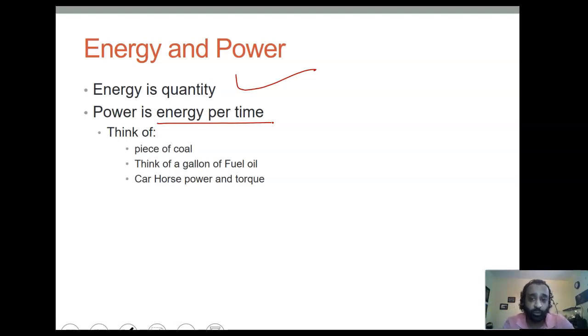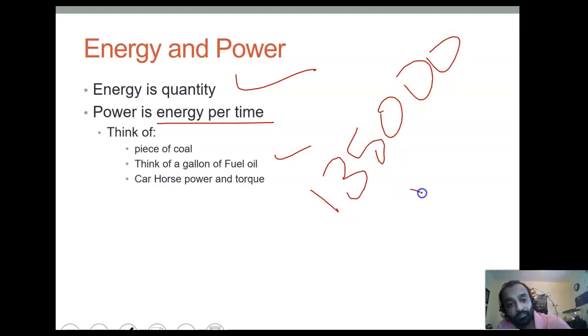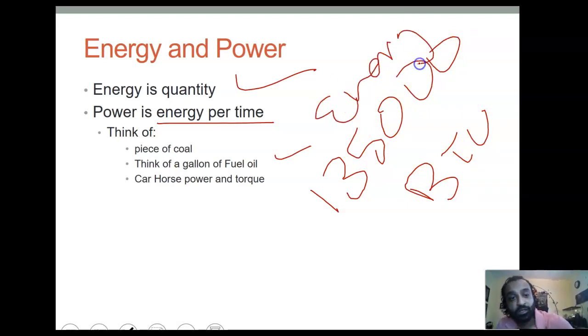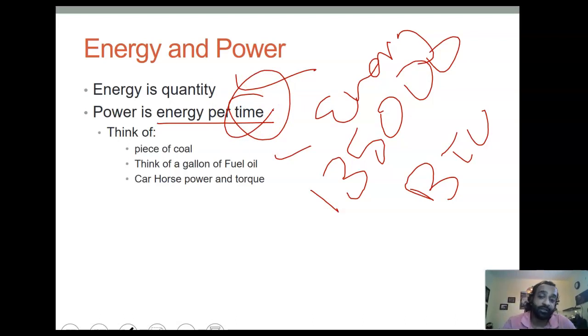Again, think of a gallon of fuel oil, and car horsepower and torque. Let's talk about a gallon of fuel oil. We said it has 135,000 BTU. That is energy. If you have a boiler that burns 1 gallon per hour, you will finish that whole gallon in 1 hour, and that's the power of that boiler. If it burns 2 gallons, then it has more power because it burns more gallons in 1 hour, which is, again, energy over time.